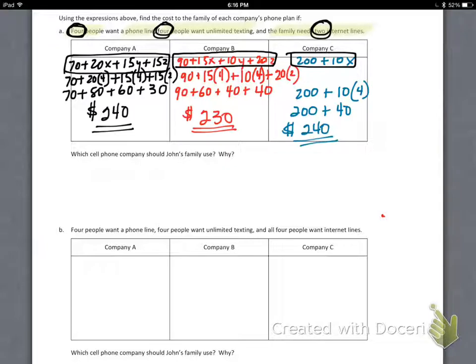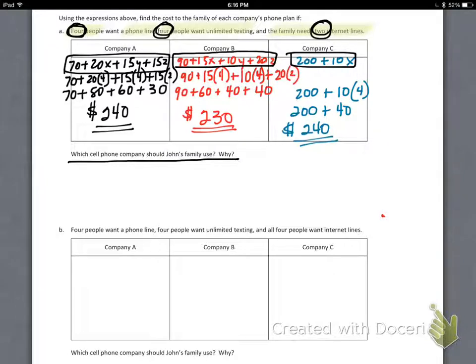And yeah, just plugging in again 4, 4, and 2, and doing just like I did with company A, working those out. And for company B, I got $230. Company C, $240.